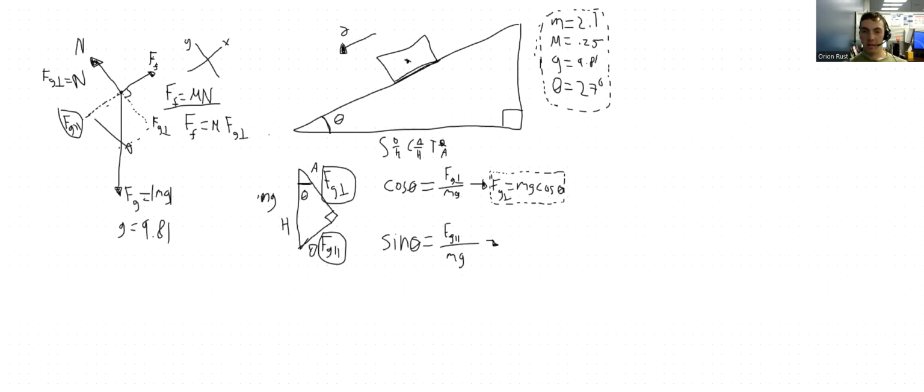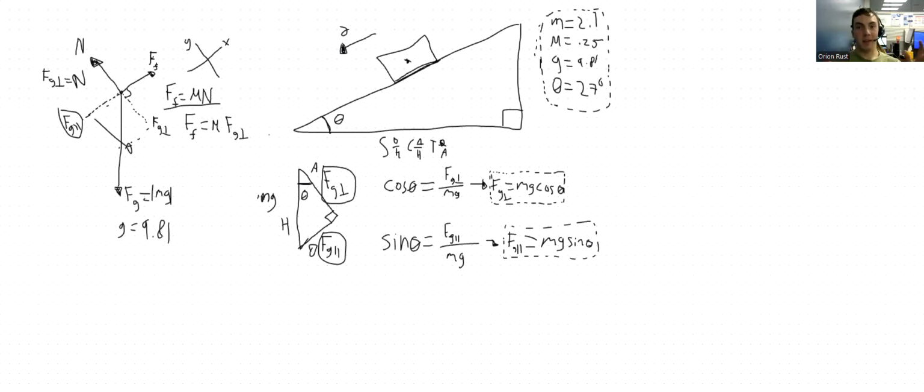It's going to be FG parallel equals mg sine theta. Now, why do we even care about this? Because this helps us dissect the force of gravity in terms that are applicable to this axis. If we just have the plain old FG, we can't really do much with it. We don't know how it relates to our N or our force of friction until we have these equations. These help us understand the force of gravity.